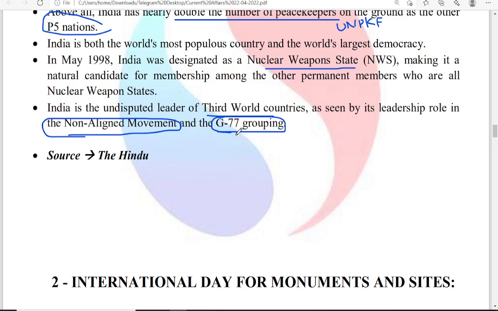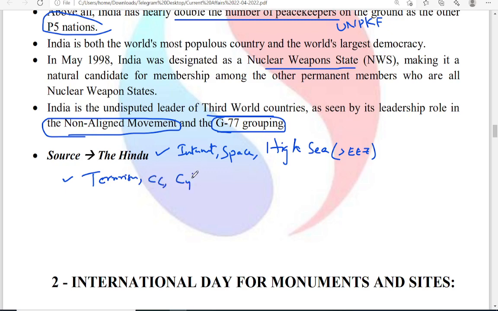If you see, there are so many global issues, like the internet, space, and high seas, meaning the waters beyond the exclusive economic zone. Beyond the exclusive economic zone, there are international waters. Those are regarded as high seas. And not only this, there are global problems like terrorism, climate change, cyber security, and public health. India is also a sufferer of many of these, terrorism, cyber security, climate change and all.